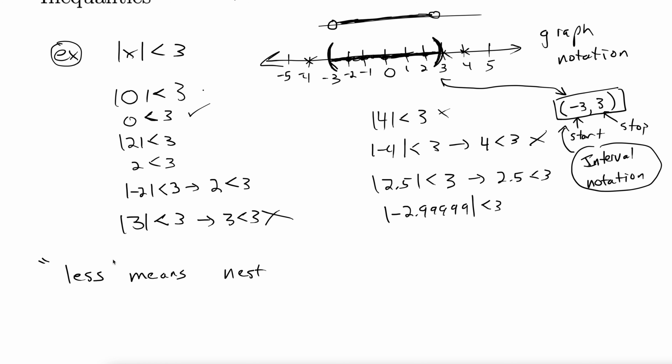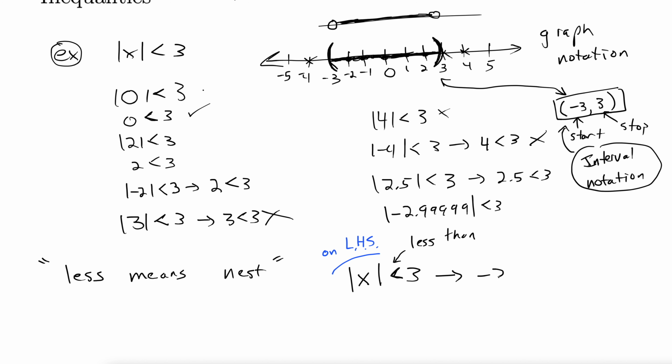Okay, less means nest. What I mean by that is absolute value of x less than 3. So here's less than. This works when the absolute value is on the left-hand side, LHS, and the number is on the right. So this symbol here is less than, and less means nest means that we nest this like so.